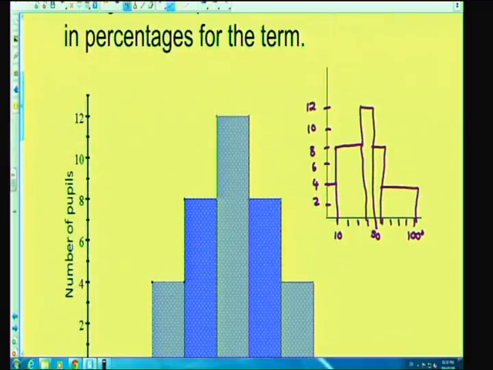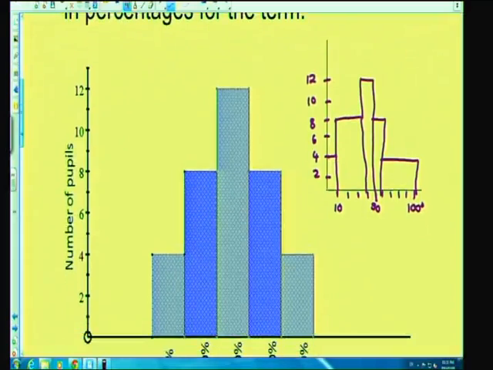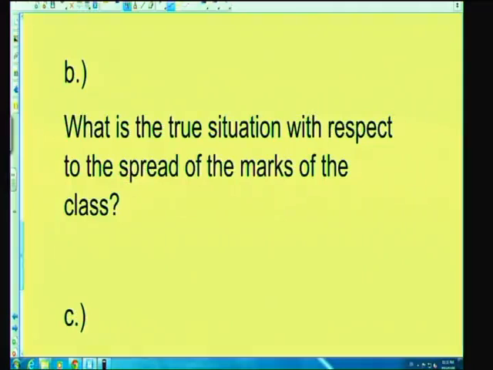Now you can see when I do that, although it's not a very beautiful graph, that it's anything but normal. Anything but symmetric. You can look at how it's weighted almost too much this way. Look at the spread of marks we've had to put together to get my 4 people. Now back to the questions. So I've explained how it's done, by taking uneven divisions of your selections. It's caused the skewness; it makes it look symmetric and it's not symmetric. Right, what is the true situation with respect to the spread of the marks in the class?